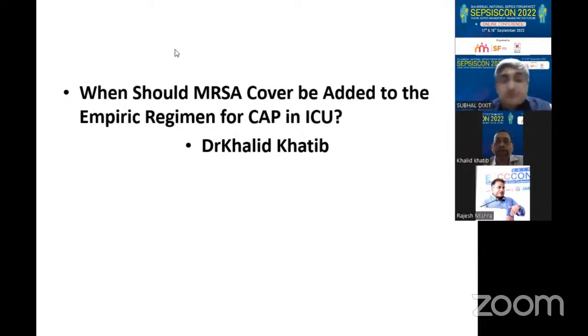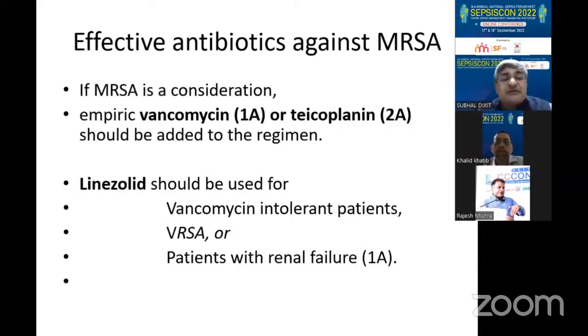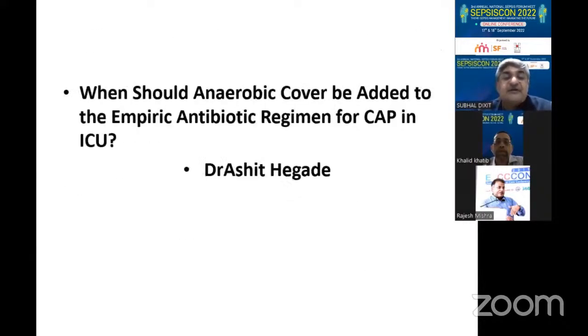Dr. Subal, to Dr. Khatib. As you rightly said and covered all the points, of course close contact with a patient of MRSA, drug abusers, sauna users, or even in healthy patients, if you find that there is a cavitation or necrotizing pneumonia along with rapid increase in pleural effusions or massive hemoptysis or rashes, you should consider adding it. And of course, for MRSA, vancomycin or teicoplanin should be added to the regime, and linezolid should be used for vancomycin intolerant patients or those with VRSA or those having renal failure.